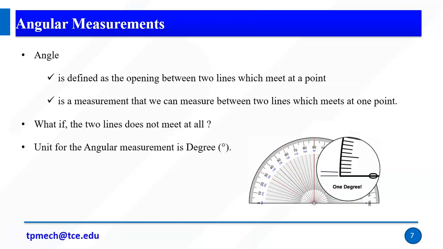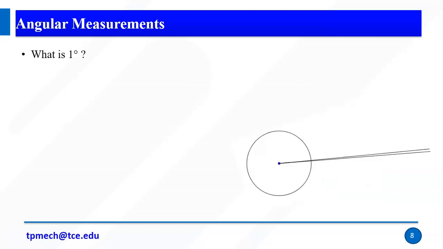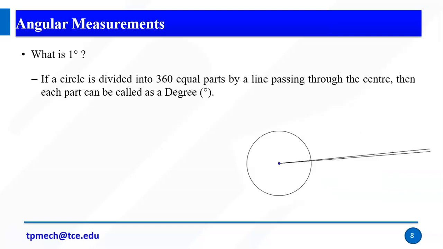degrees. For angular measurements we have two units: one is degree, another one is radian. In your protractor, you can see one minimum division, which is 1 degree. So what is meant by 1 degree? If a circle is divided into 360 equal parts by lines passing through the center, then each part is called a single degree.